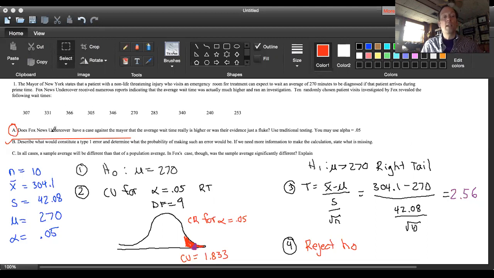So I have all the information that I'm going to need to go ahead and start to write my null and my alternative hypothesis. I'm going to get ready to construct H0 and H1.